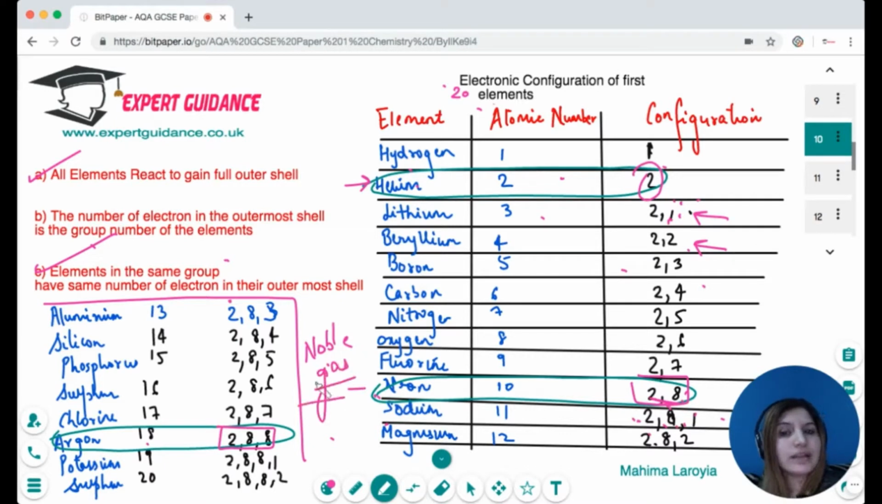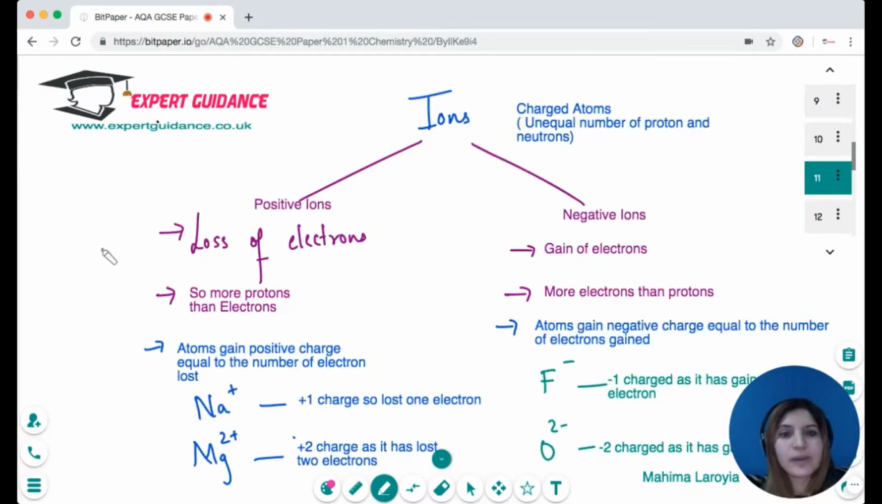On the other hand, to react, to be stable, sodium has to lose one electron so that it can get a full outer shell configuration. Chlorine has to gain one electron in order to get full electronic configuration. So this is how we analyze the electronic configuration, and these are all the information we can get from that. Okay, so I hope it is clear to you.